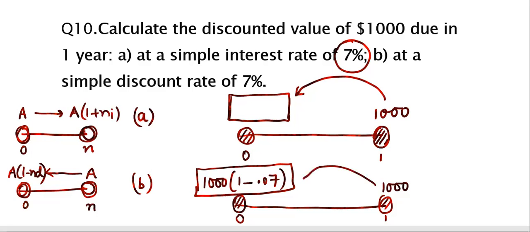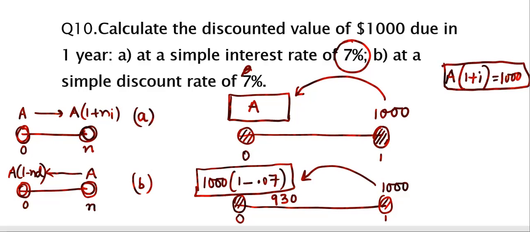Now, whatever this 930 is, if you deposit it, it will grow to 1000. With a 7% discount rate, we found this one. If you find it with the interest rate, that would be different. With a 7% interest rate, you want to find it in part A. We don't know the amount, so suppose the amount is A. You write this formula: A into 1 plus i should be equal to 1000, because i is given. You solve this and find the value of A.